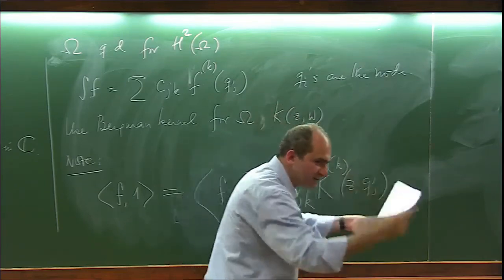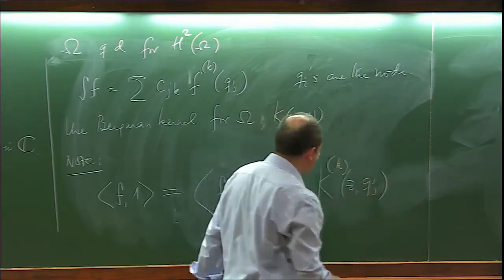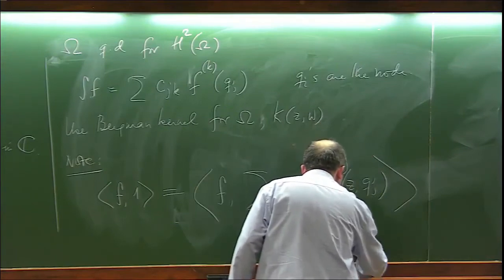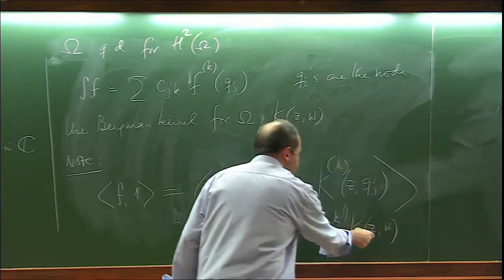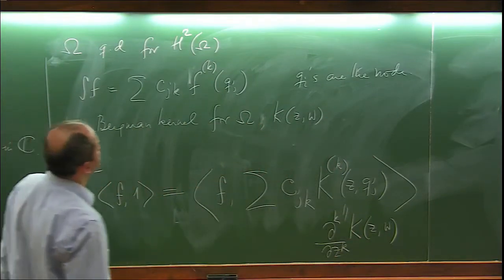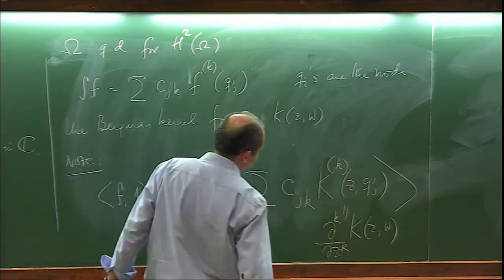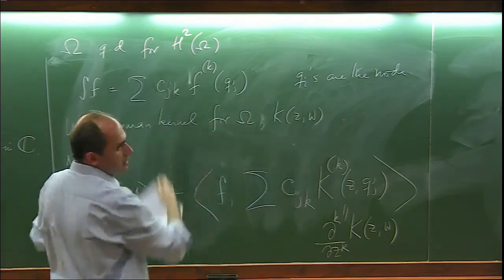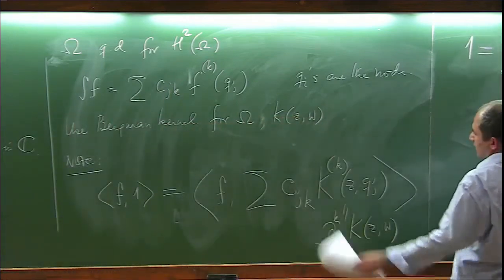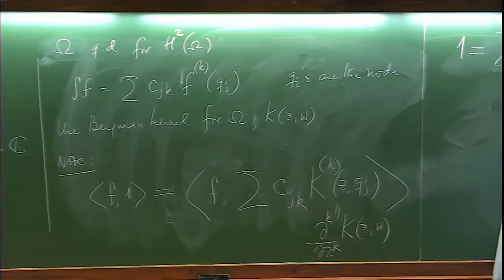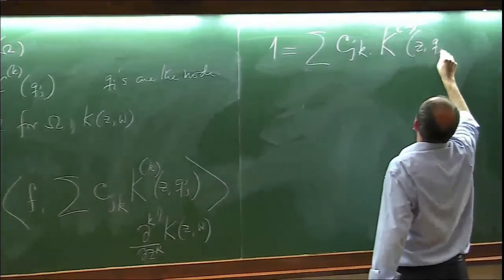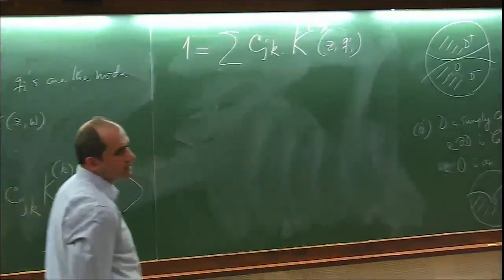Derivatives. Sorry, not powers. I said powers, mistaking this with derivatives. So I differentiate only with respect to the holomorphic variable here. Right? So this is what I get. And this is true for all f in H2. And therefore the constant function 1 can be expressed as a Bergman curve, some of its derivatives evaluated at the nodes.